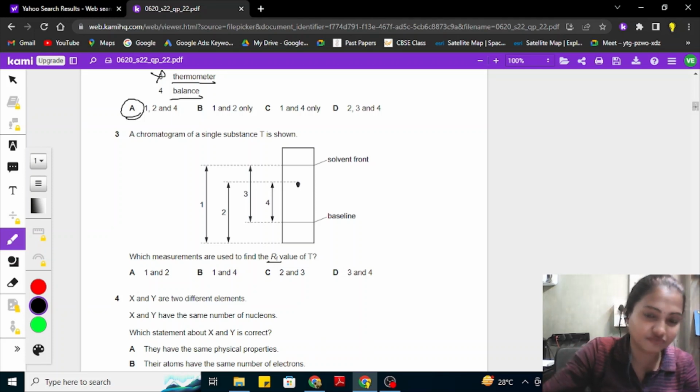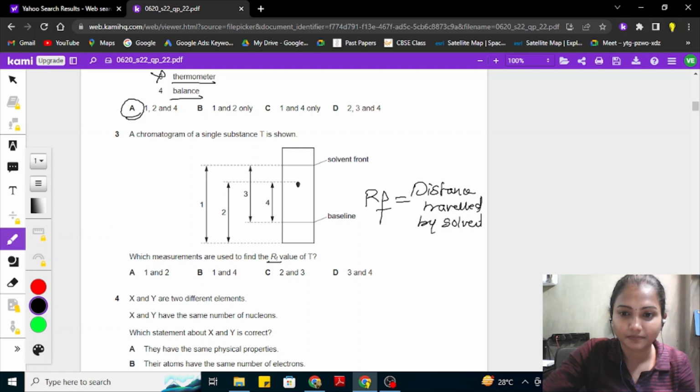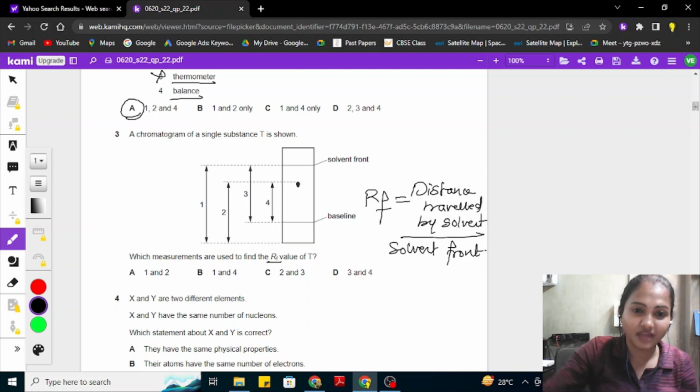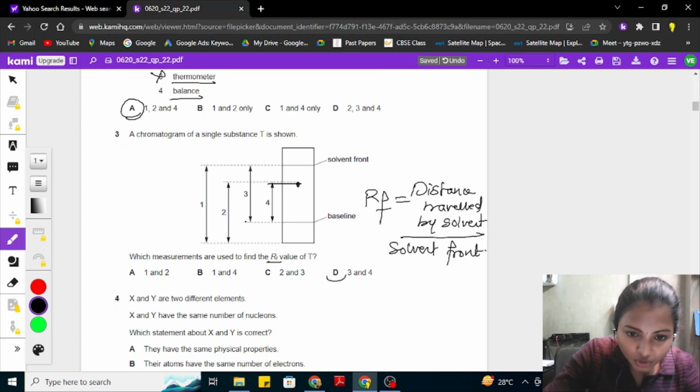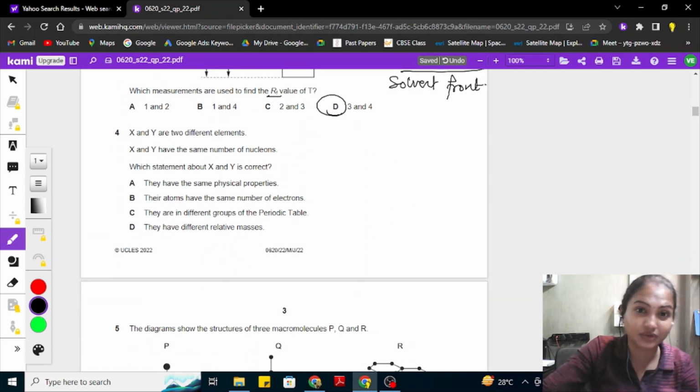So here we have the Rf value. The formula for Rf is basically the distance traveled by the sample upon the distance traveled by the solvent, up to the solvent front, that is the topmost. So here we have the distance traveled by the solvent, this from the baseline up to here, this is my solvent front, and the distance traveled from the baseline up to the sample here. So here we have options 3 and 4, so option D is correct for us. Please remember the formula for it because it is asked in the theory paper also to calculate it.